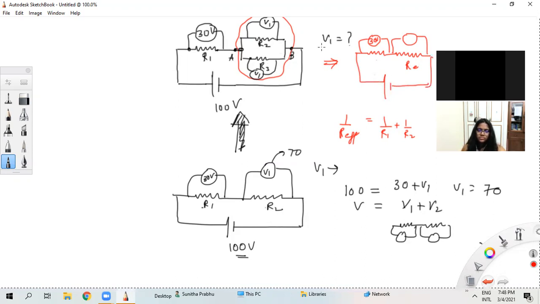You're able to understand here, no? These two, I made into one, and then I use the series. Now I know R1 and R effective, what kind of connection are they in? They are in series, right? That means if R1 is dropping 30, R effective will drop 70. Between point A and point B the drop is 70 volts. That drop will be there across R2, and that same drop will be there across R3 as well. That means both of these will be 70 and 70.